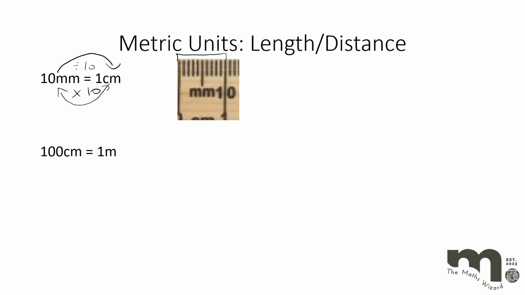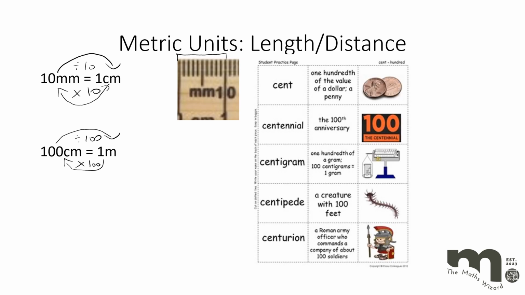If you were going from centimetres to metres, you would divide by 100. If you were going the other way, from metres to centimetres, you would need to times by 100. There are lots of contexts where that word cent is used. For example, 100 cents in a dollar, 100 legs on a centipede, and 100 years in a century. So think cent, think 100.